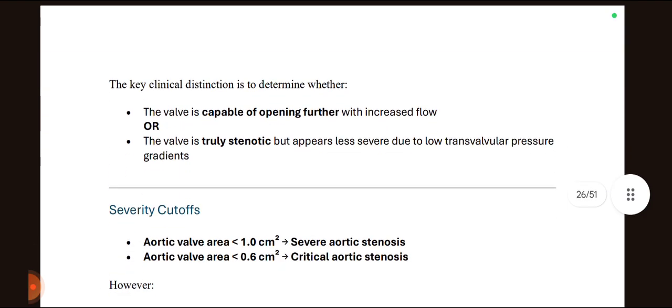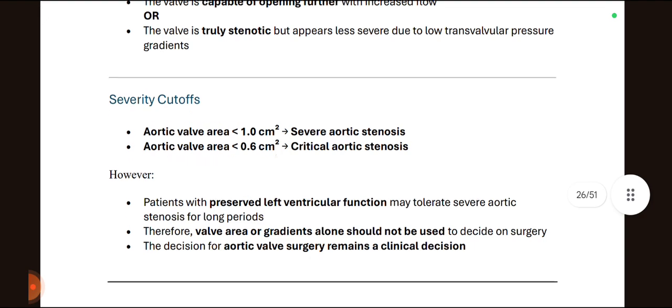The key clinical distinction is to determine whether the valve is capable of opening further with the increased flow, or the valve is truly stenotic but appears less severe due to low transvalvular pressure gradient. So हमें इसमें determination लेनी है कि valve या तो खुल सकता है या फिर completely stenosed है, लेकिन severe इतना लग नहीं रहा क्योंकि transvalvular pressure gradient इतना ज़्यादा नहीं है.